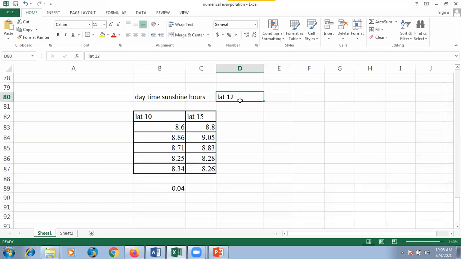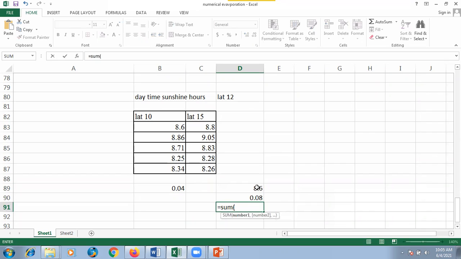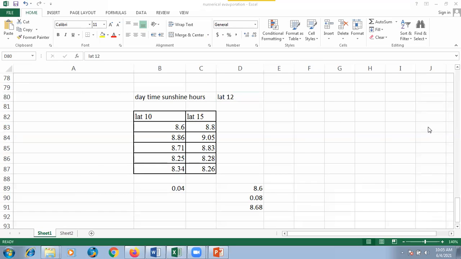Suppose you want it for latitude 12. For latitude 10, you have 8.6. Then 12 is 2 degrees later. For every degree it is 0.04, therefore for 2 degrees it is 2 into 0.04. You add these two, and you get the value as 8.68 for latitude 12. Is this point clear to everyone? Linear interpolation, clear?